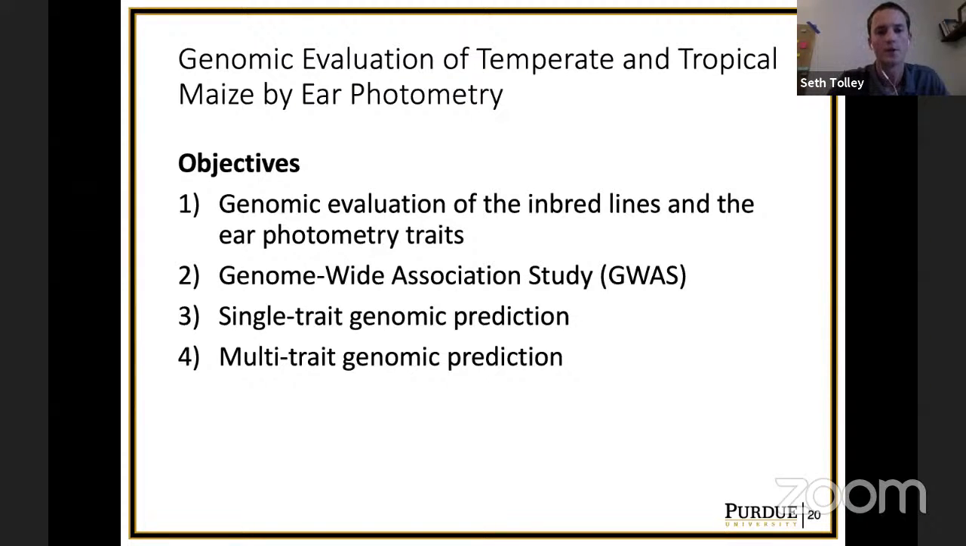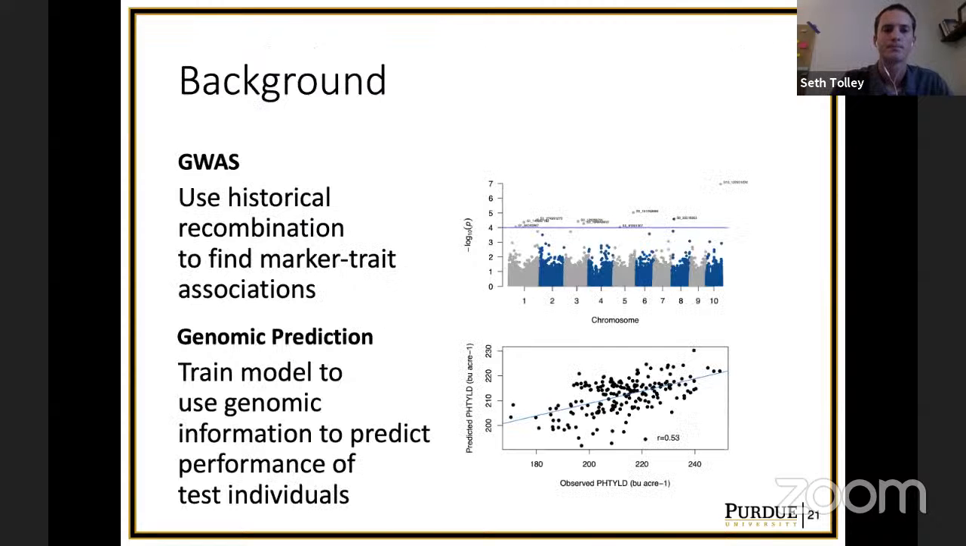The first one is to do genomic evaluation of the inbred lines and the ear photometry traits. We want to do GWAS, a genome-wide association study, and then we want to do genomic prediction, looking specifically at single-trait analysis versus multi-trait analysis. Just to give a very brief background on some of the studies that we're going to do, the first one that we're employing is GWAS, which is a genome-wide association study.